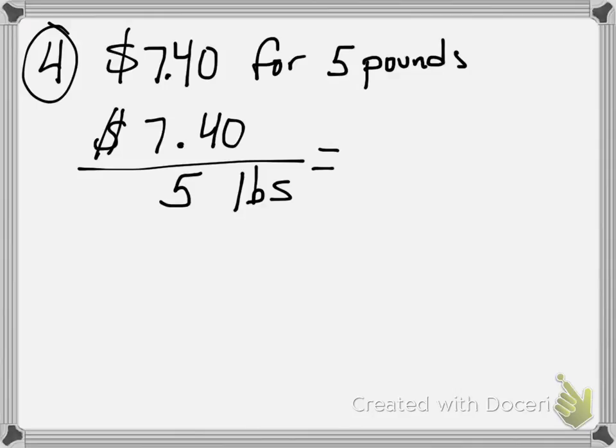So to figure out the unit rate, you just have to divide. $7.40 divided by 5 gives me 1.48. Well, what was this again? Well, this is my cost per pound. So $1.48 per pound.